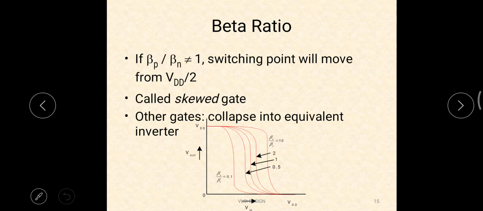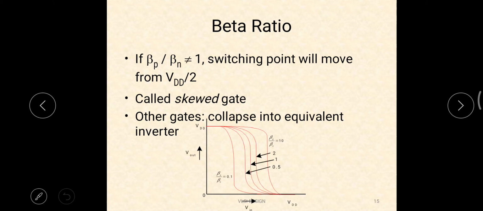If beta p by beta n is not equal to 1, such inverters are called skewed inverters or skewed gates. If the ratio of beta p by beta n is equal to 1, it means that beta p is equal to beta n, and it represents unskewed logic gates or unskewed inverters. If they are not equal to 1, then it is called skewed.